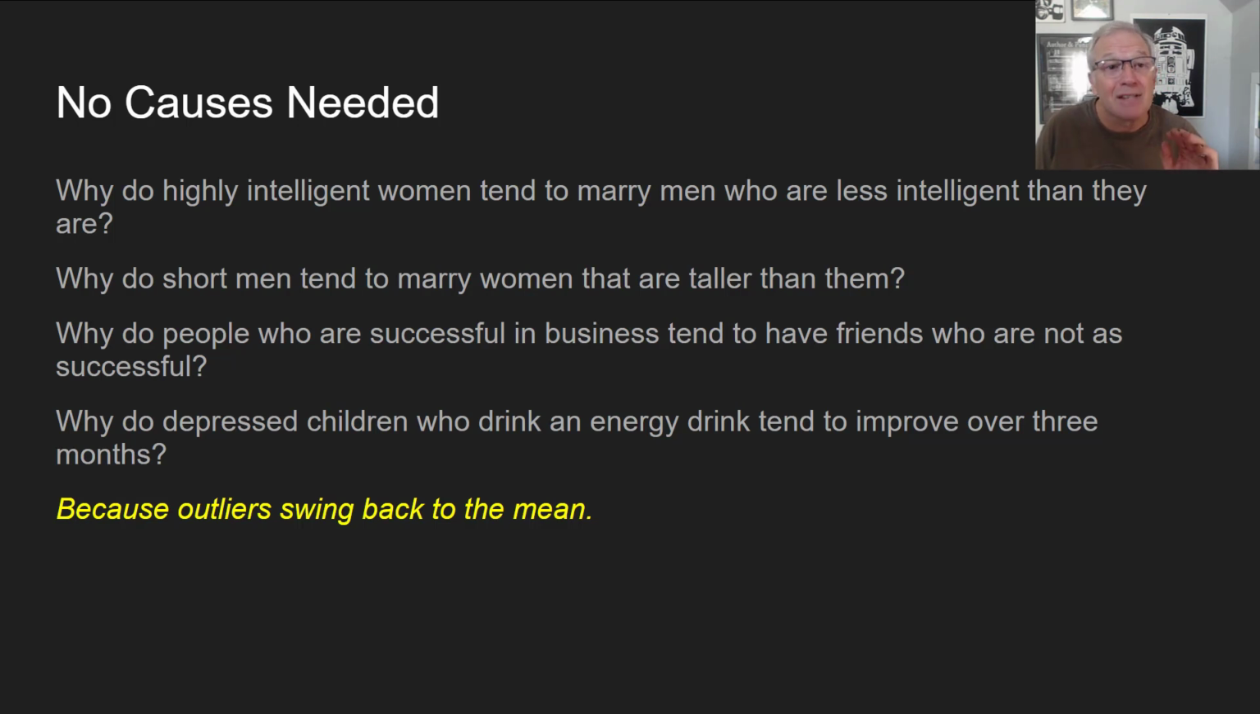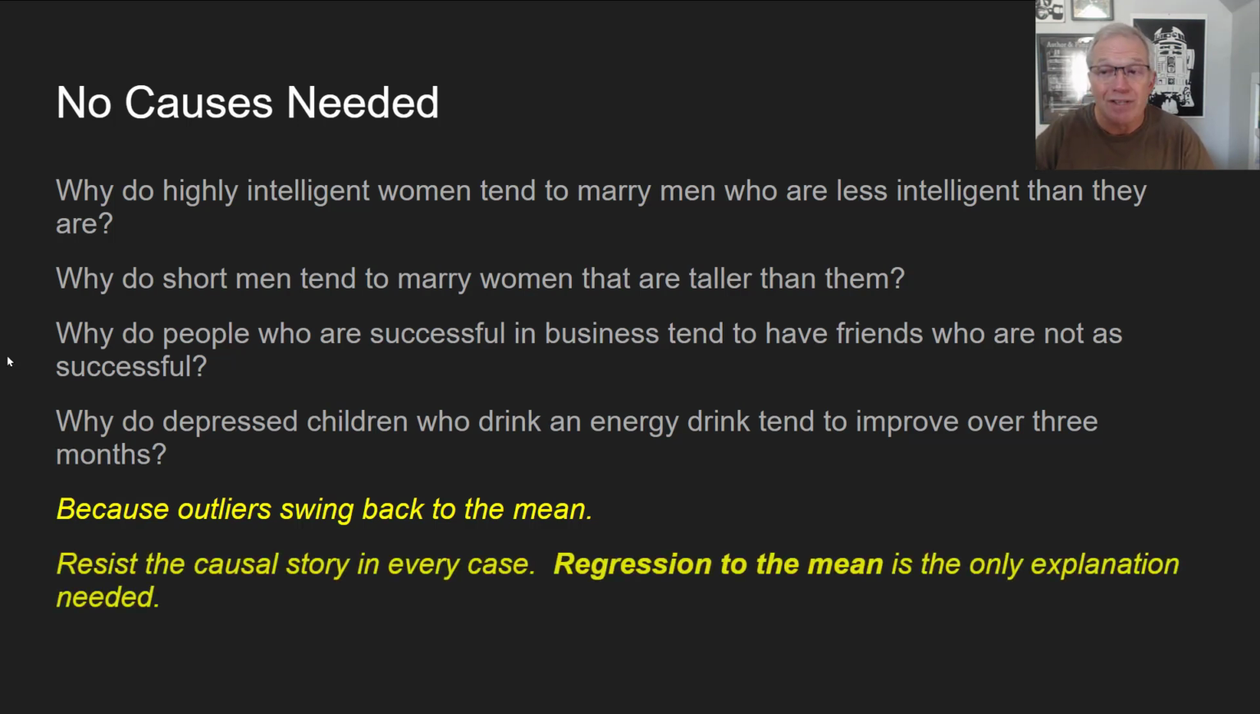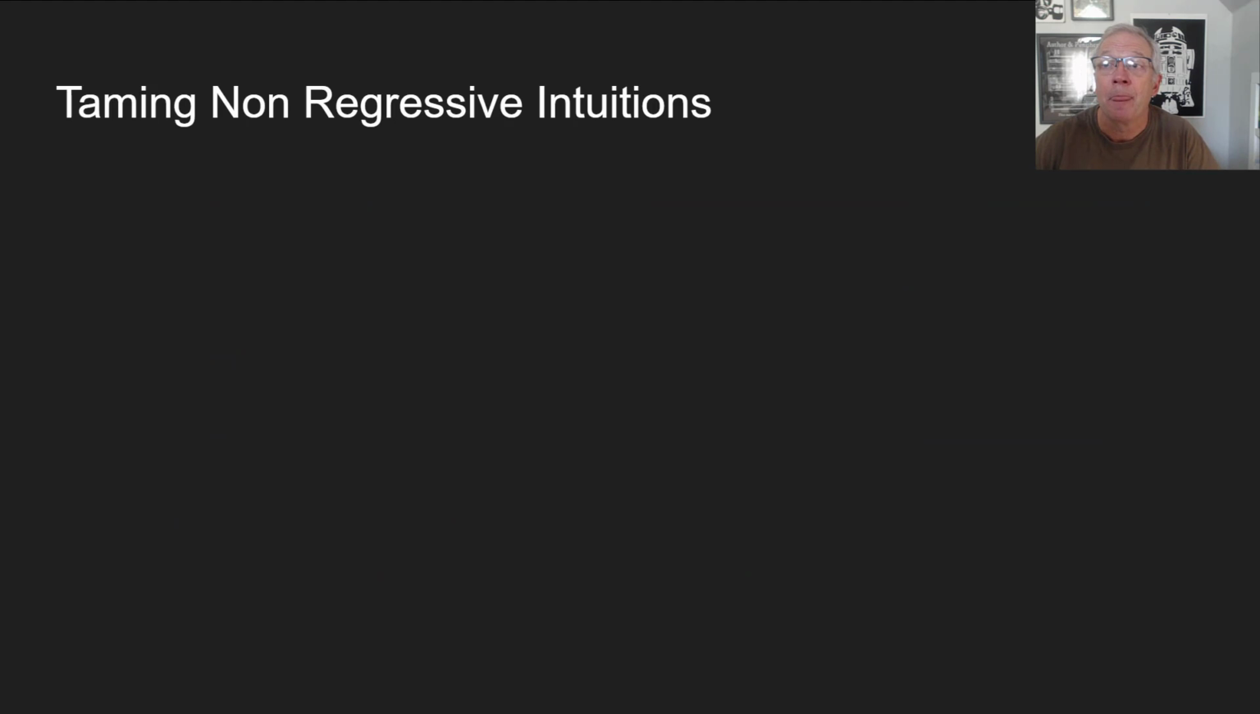The answer is that outliers swing back to the mean. The answer is regression to the mean. There's no cause that's needed in these cases. Resist the causal story in every one of these cases. Regression to the mean is the only explanation that's needed.